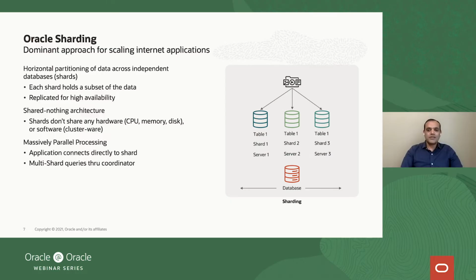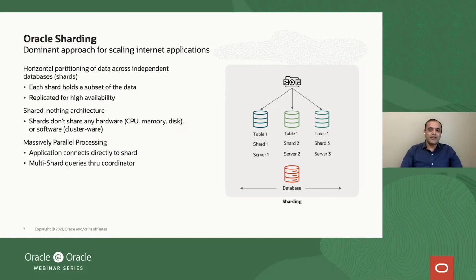And each of these machines is running an Oracle database shard. An Oracle database shard is nothing but a regular Oracle database instance, which is fairly independent of other shards. So we call that a shard. And let's assume we had a table in this database called table 1.